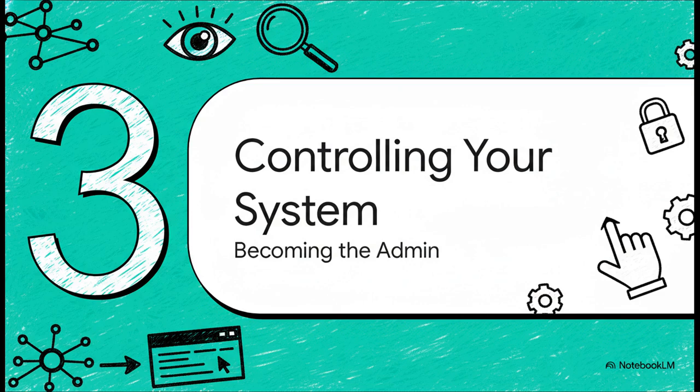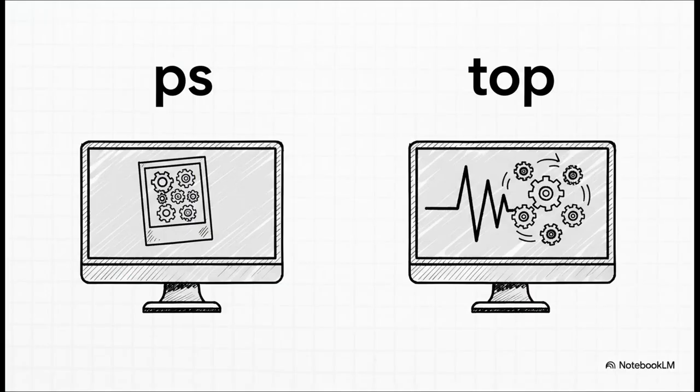We're going to go from just looking around to actually taking control of what's happening on the system. This is where it gets fun. So how do you see what's actually running on your machine? Well, you can use PS to get a quick snapshot of all the active processes. Or, my favorite, you can use top, which is like a live, real-time command line version of a task manager. It shows you exactly what's hogging your CPU and memory right this second.